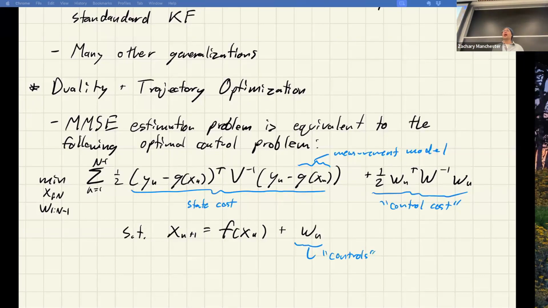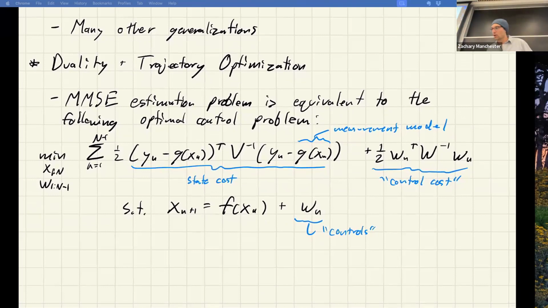If anyone has looked at a log likelihood function before, this should look very familiar. The quadratic cost in here is the log likelihood of a Gaussian. That's the way to think about it. This quadratic thing is exactly what shows up in the exponent of the definition of a Gaussian distribution: X minus mu times inverse covariance times X minus mu. Remember from when we wrote that down.